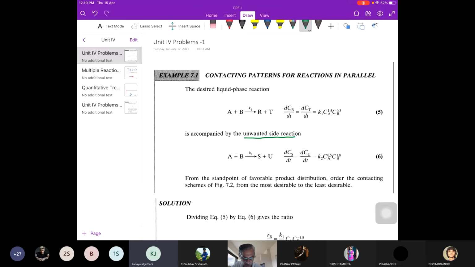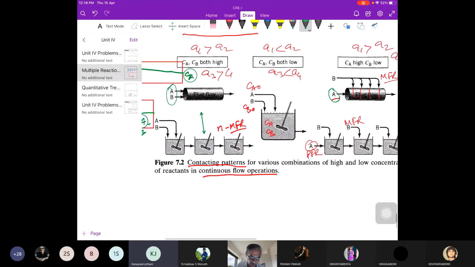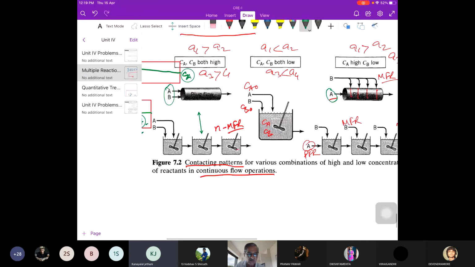Okay, from the standpoint of favorable product distribution, order the contacting schemes of figure 7.2 from the most desirable to the least desirable. 7.2 was this one, right? ये scheme देखा था हमने, plug flow reactor, mixed flow reactor, and combination of plug flow and mixed flow reactor. Which is most desirable for this particular example, and which is least desirable for this particular example. समझ में आया problem?